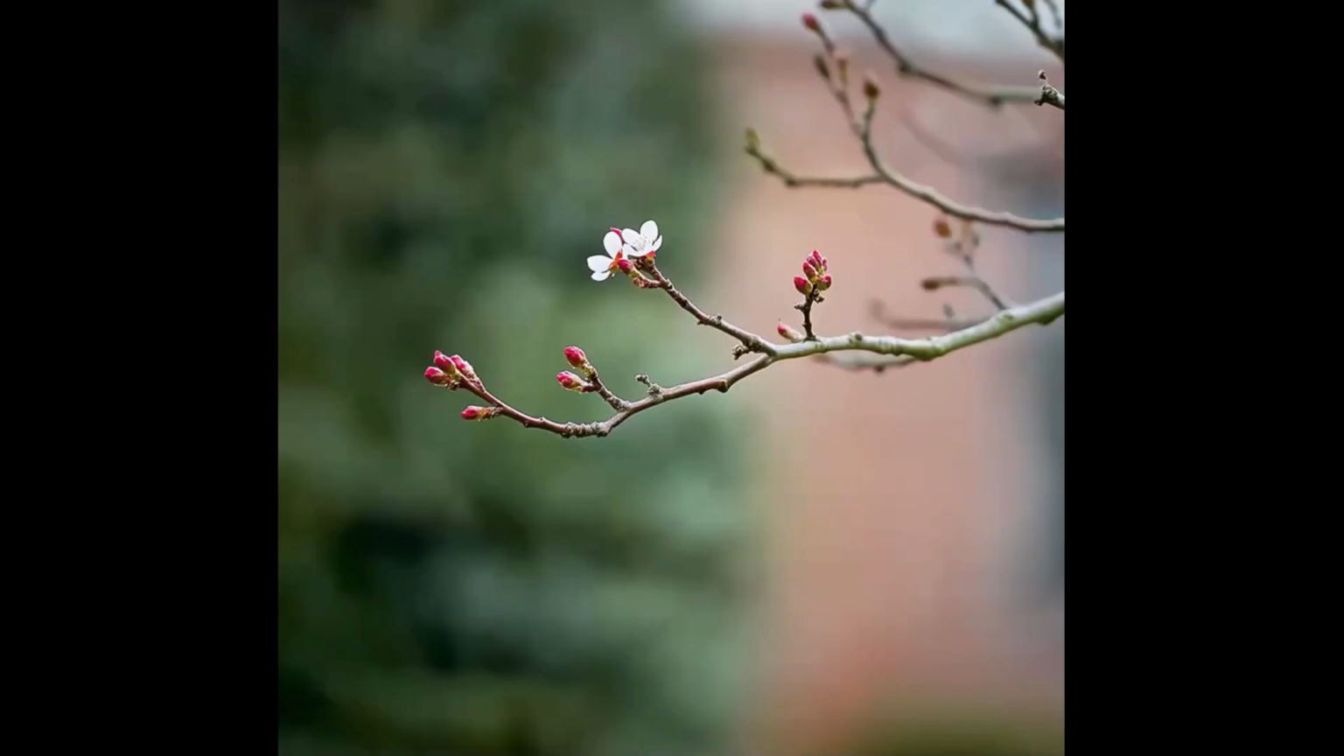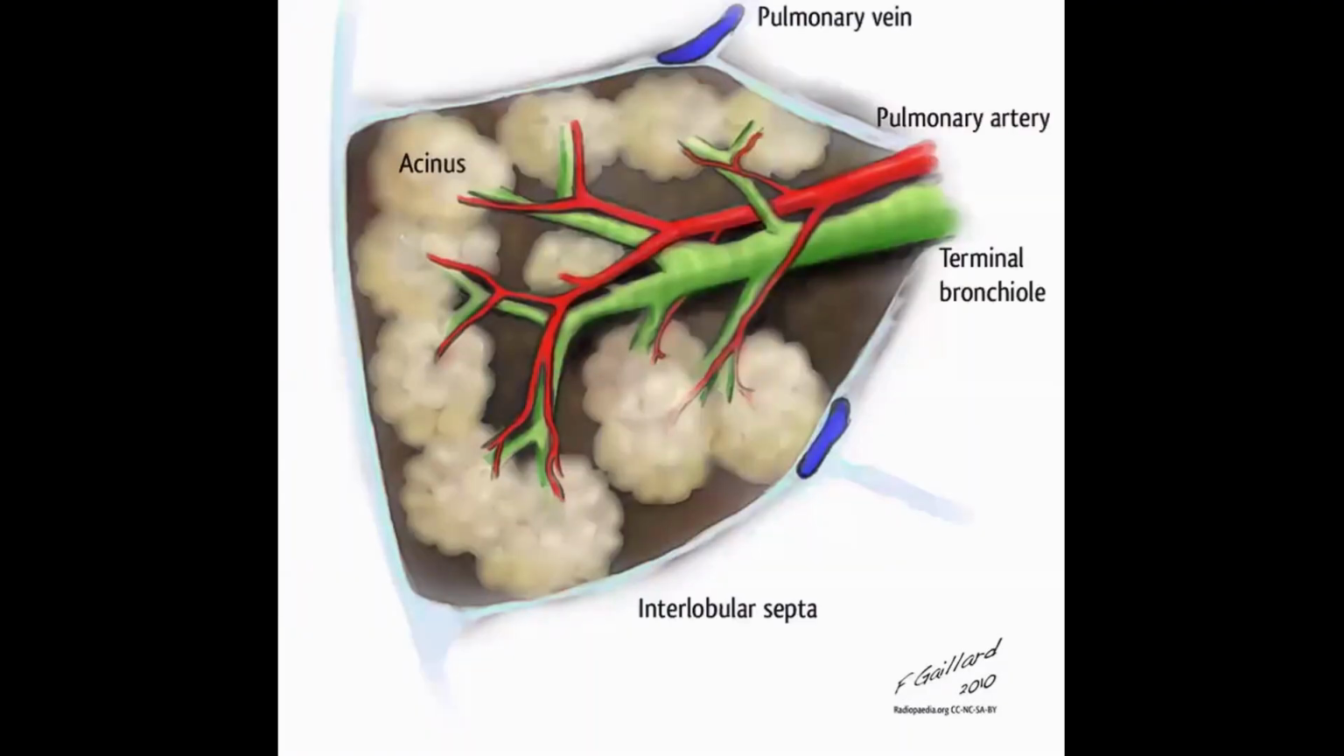So this is a tree-in-bud infiltrate, and I would like to review some important structures in the secondary pulmonary lobule. This is the secondary pulmonary lobule, and as you can see here, this is the pulmonary vein. The pulmonary vein runs in the interstitium, in the interlobular septa, while the pulmonary artery and terminal bronchioles go into the center of the pulmonary lobule.